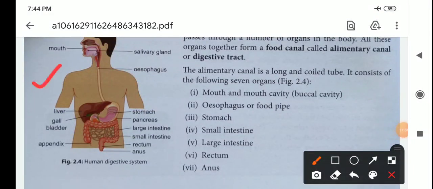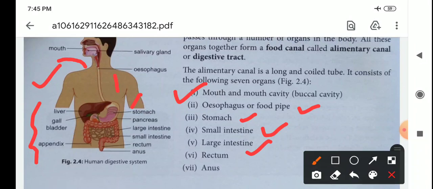Okay. First, food particles come from the mouth through the esophagus, then reach the stomach, and then so many parts are there. One by one we will discuss. First one is the mouth and mouth cavity or buccal cavity, then the esophagus or food pipe. Okay. Then stomach, then small intestine, large intestine, rectum and anus.